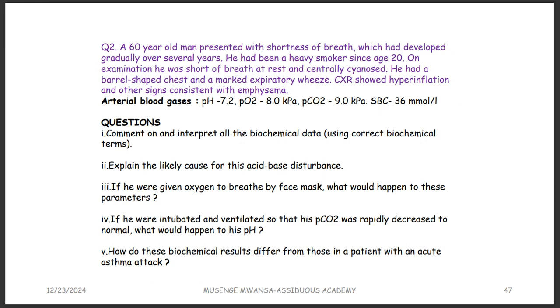Number three, if he were given oxygen to breathe by face mask, what would happen to these parameters? Someone wants to explain that? What would happen to these parameters if he was given oxygen to breathe by face mask? Remember, he has got hypoxia, but it is chronic, it is not acute. It's recommended to give high oxygen in acute, but not in chronic. Anyone wants to say something?